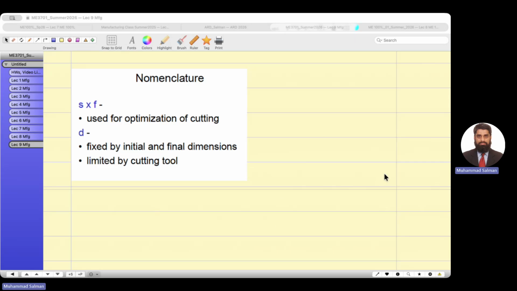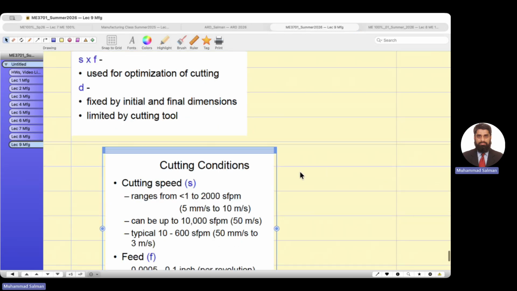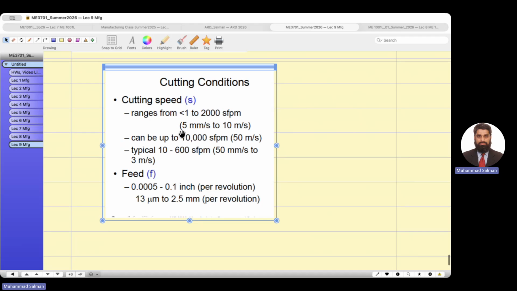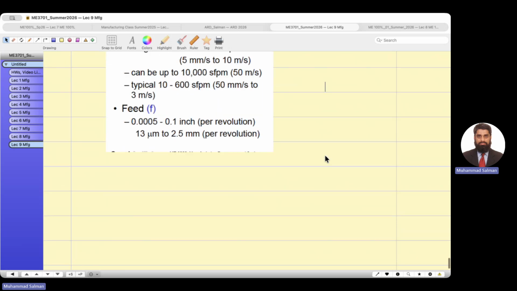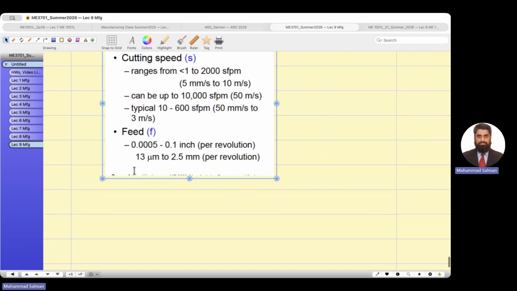Some of the range of operations you can perform: cutting speed goes from 1 to 2000 surface feet per minute, or 5 millimeters per second to 10 meters per second and so on. And feed is like 5 ten-thousandths to 1/10 of an inch per revolution, or 13 microns to 2.5 millimeters in this turning operation.